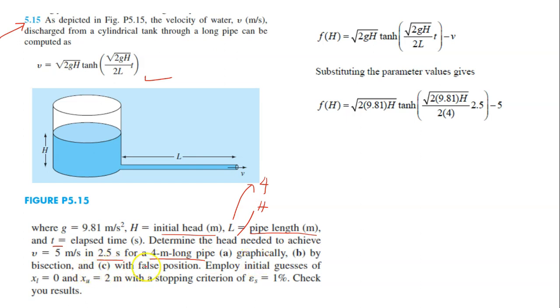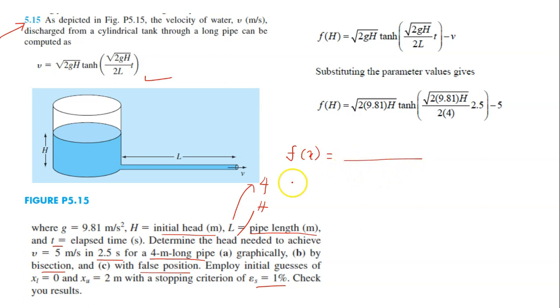Graphically, bisection, and using false position. I'm more interested in bisection and false position. And then employ initial guesses of XL equals to 0 and XU equals to 2 meter with a stopping criterion of ES equals to 1%. And check your results. So in order for you to use bisection and false position, you need to transform this equation into a function. So it has to start with fx equals to something.